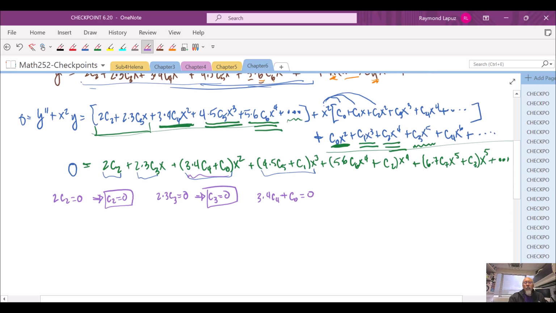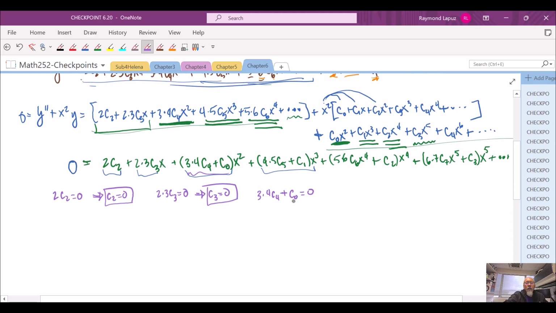That would give us, if I solve for C sub 4, it will equal, let's bring the C sub 0 over to the other side with a negative, and let's divide out by 1 over 3 times 4. So this is going to be C sub 0 with a negative divided by 1 over 3 times 4. And that's C sub 4.